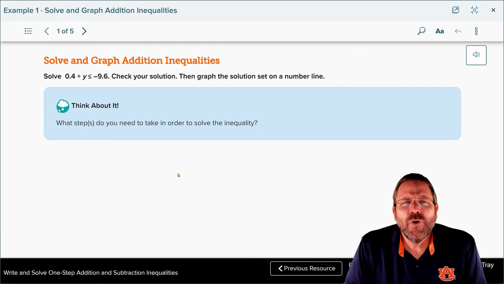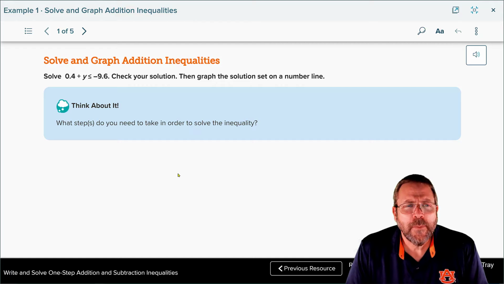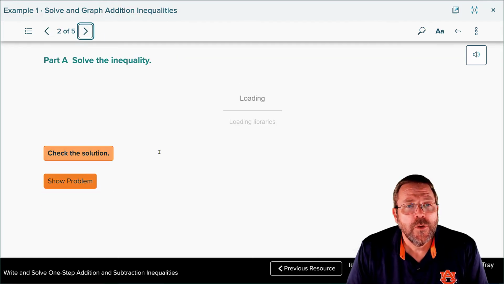But they can't make it too terribly simple with y'all. I mean, we already know how to do these things more or less, so let's have some fun and throw in some negative signs and some decimals for our first example, where they want you to solve 0.4 plus y is less than or equal to 9.6. Check your solution and then graph the solution on the number line. So let's take a look at how to do that.